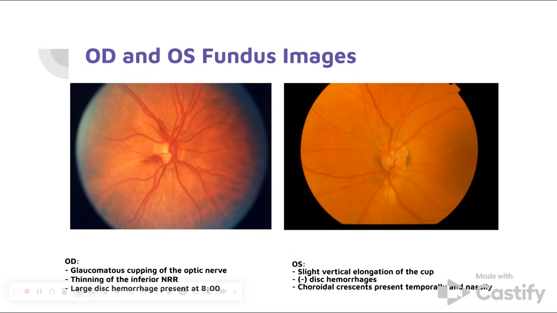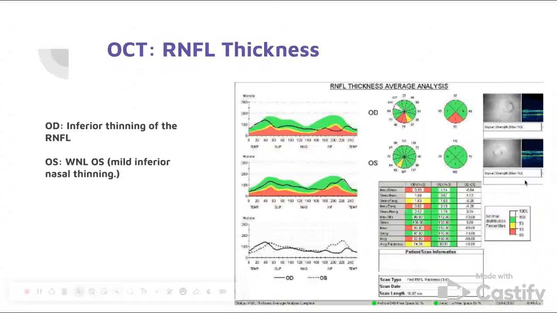If we take a look at her fundus images, where we expect to see some damage, we see in her right eye the glaucomatous cupping of the optic nerve and some thin inferior neuroretinal rim thinning. You can really appreciate that with the vessels drooping down to the bottom, showing that thinning. We also see a large disc hemorrhage present at the 8 o'clock region. Her left eye was actually pretty nice. It only had slight vertical elongation of the cup, no disc hemorrhages, and only a choroidal crescent present.